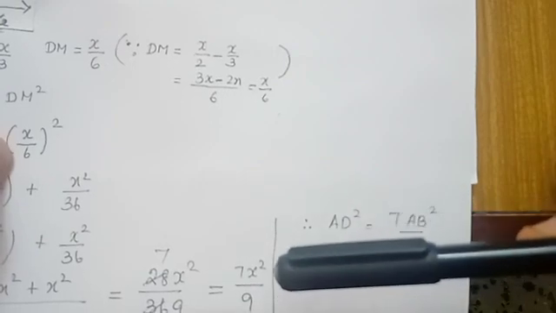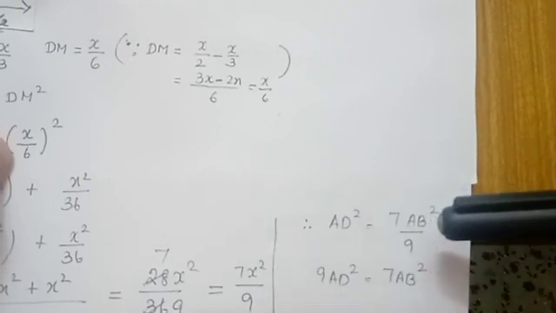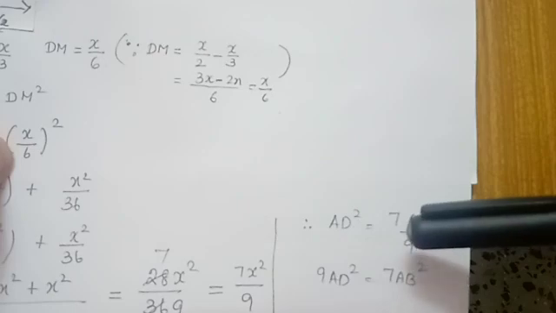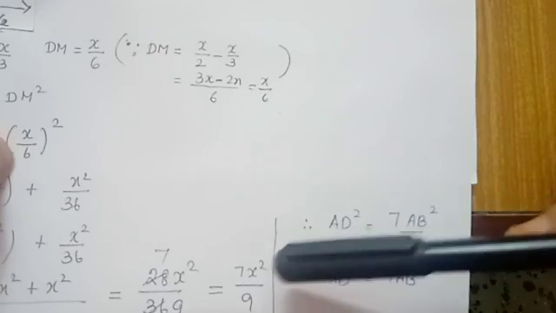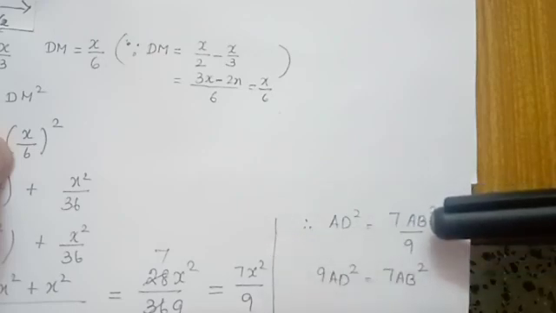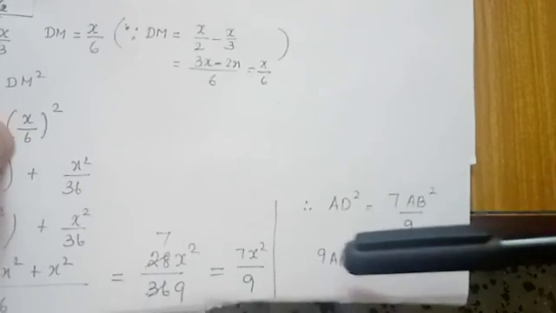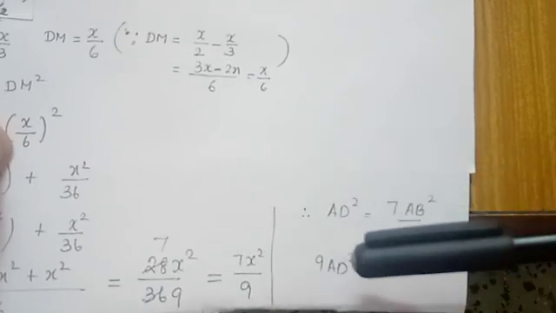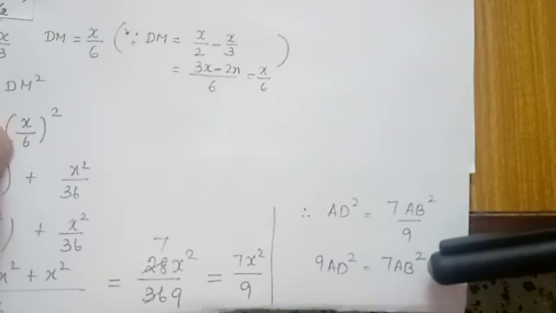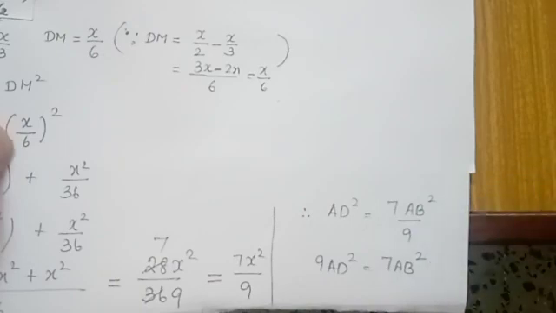So at last we are getting AD square is equal to 7AB square by 9, since X is nothing but AB. You substitute AB square instead of X square. Therefore, if you cross multiply, you will get 9AD square is equal to 7AB square. This is what we need to prove. This is the answer for this question.